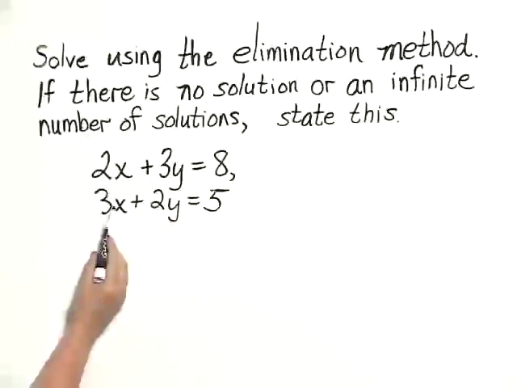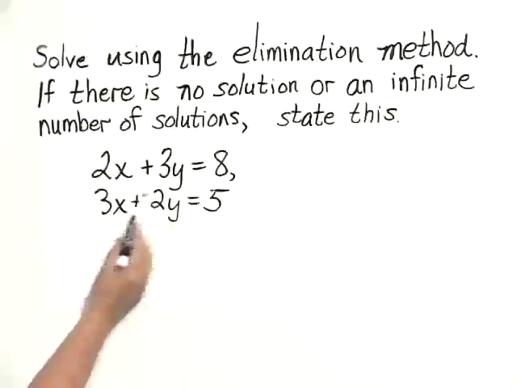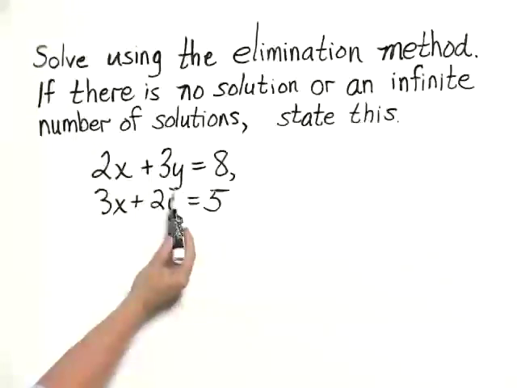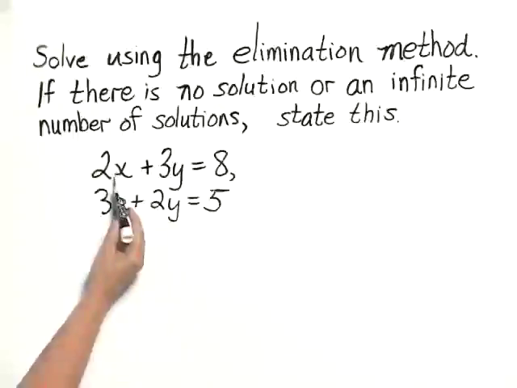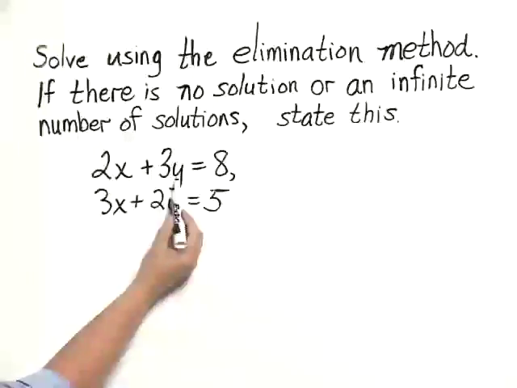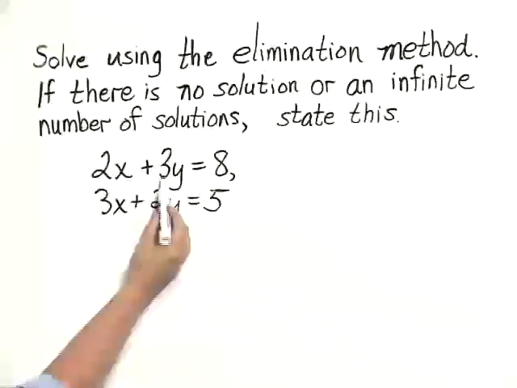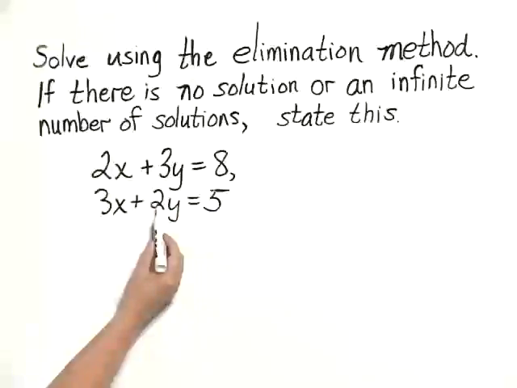We don't have a pair of opposite coefficients either for the x's or for the y's, so we will need to multiply in order to get those coefficients opposite. I choose to eliminate the y's, though you could just as easily eliminate the x's. We look at the coefficients of y, and you have 3 and 2. A common multiple is 6.